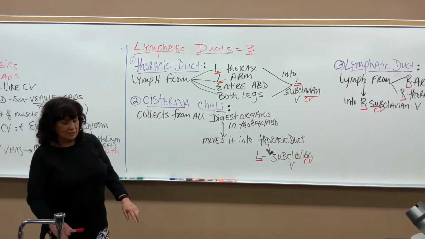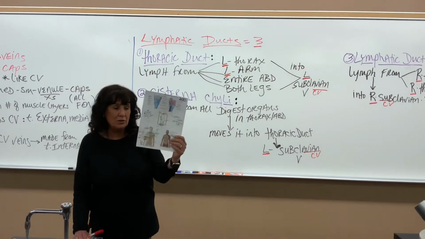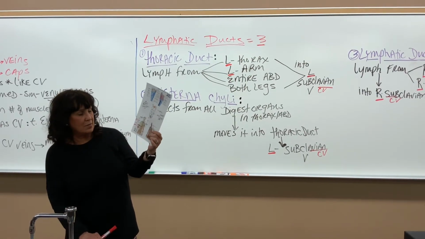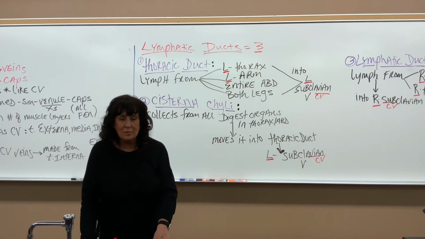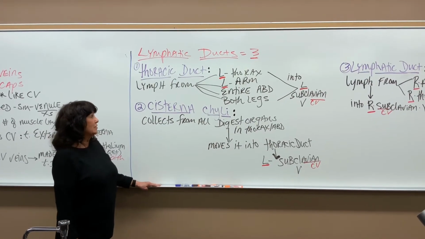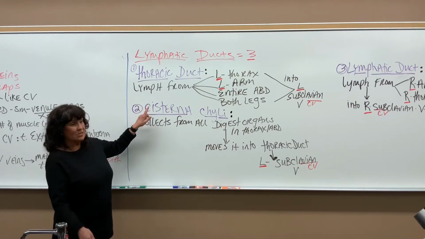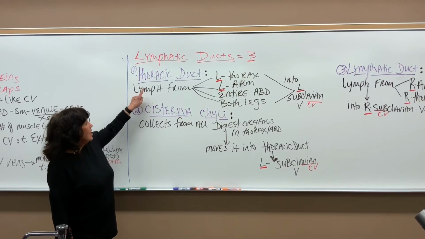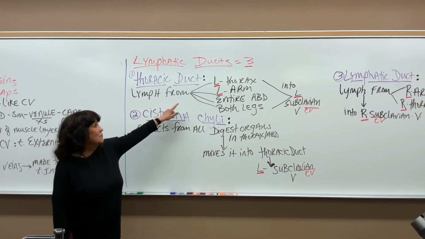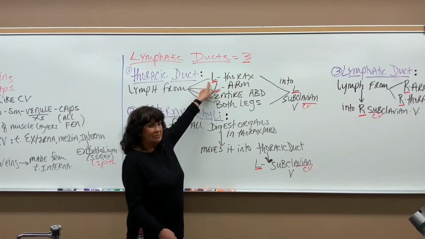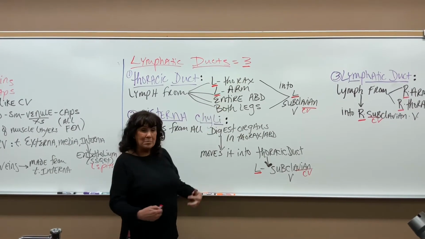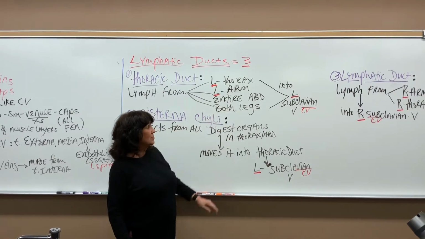All of these ducts are on your picture, but they're not really that great right here. So we might wanna look at something in the lab, a model and a picture in the lab, all right, to see some of these structures. But anyway, the thoracic duct is gonna collect lymph essentially from your left thorax area, left arm, the entire abdomen, all right, and both legs, right?